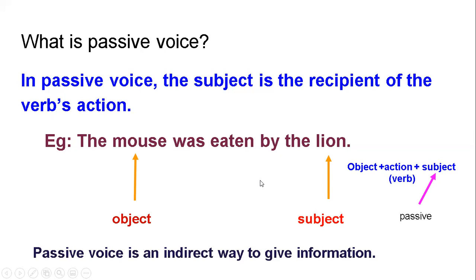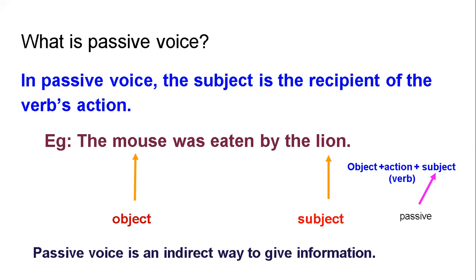Passive voice is an indirect way to give information. It is something that native speakers use when they speak informally. It is something that you would read in a newspaper. Reporters use passive voice a lot because they are reporting things, they are telling you something that has happened. Okay, it is not direct.